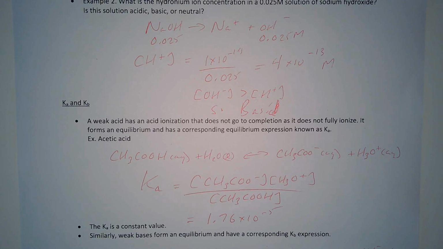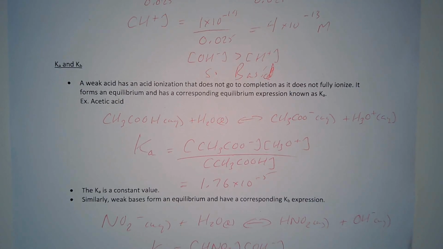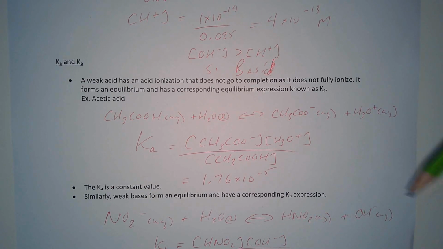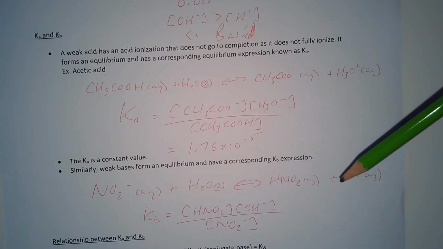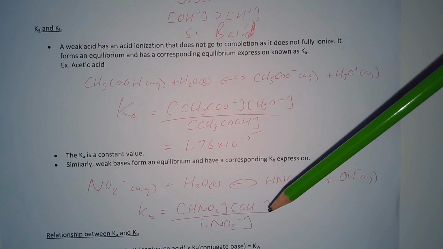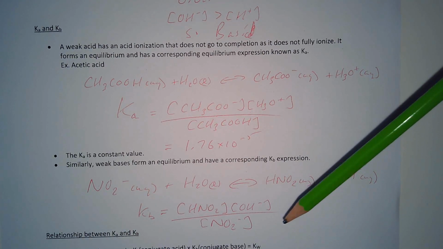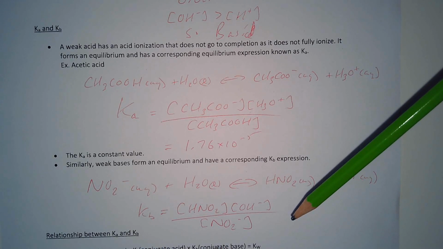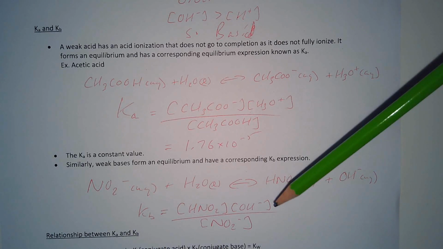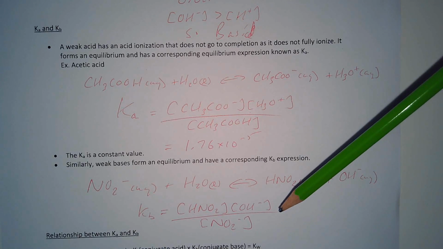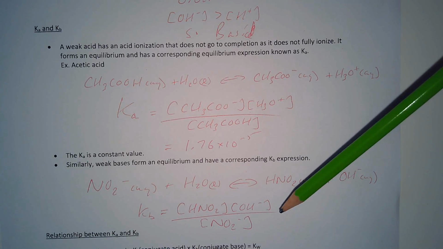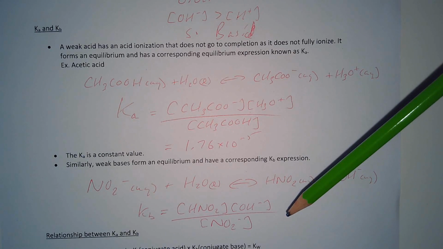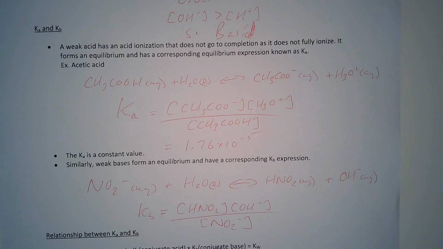Similarly, weak bases also undergo an equilibrium expression, right? So there's NO2 minus. Okay, so there's your reaction, and there's your Kb. Now the problem with the weak bases is their values aren't tabulated like the Ka values are tabulated. So when we want to find the Kb value, we actually have to calculate it, and that's what the final part here is going to look at.